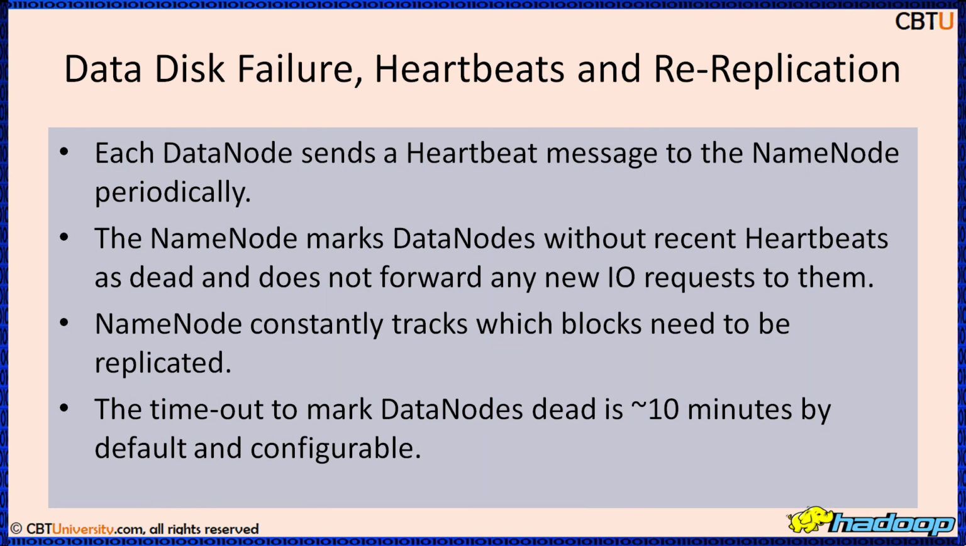Each data node sends a heartbeat message to the name node periodically. The name node marks data nodes without recent heartbeats as dead and doesn't forward any new input-output requests to them. Name node constantly tracks which blocks need to be replicated. In order to avoid replication issues, this timeout value can be reduced. The timeout can be a shorter interval to mark data nodes as stale and avoid stale nodes on reading and writing, by configuration for performance sensitive workloads. The timeout to mark data nodes dead is around 10 minutes by default, and this is configurable.